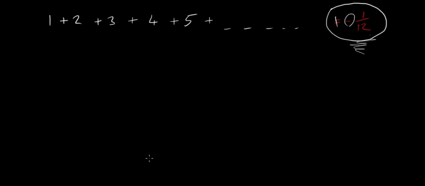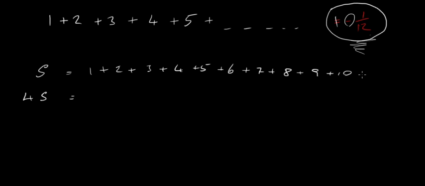Now let's just have a look at the series first. I think we called it S initially in our first video, so we call it S again. 1 plus 2 plus 3 plus 4 plus 5 and so on. Now let's multiply both sides by 4, so we've got 4S, so that will give me 4 times 1, which is 4. Now actually what I'm going to do is extend this a little bit further, plus 6 plus 7 plus 8 plus 9 plus 10 and so on.